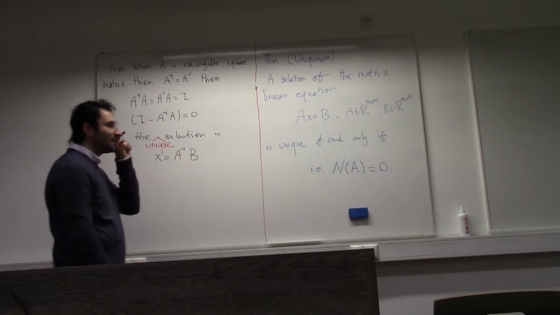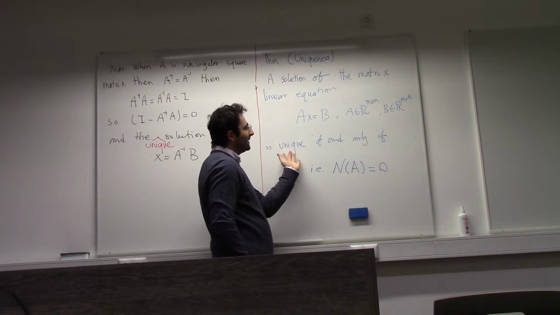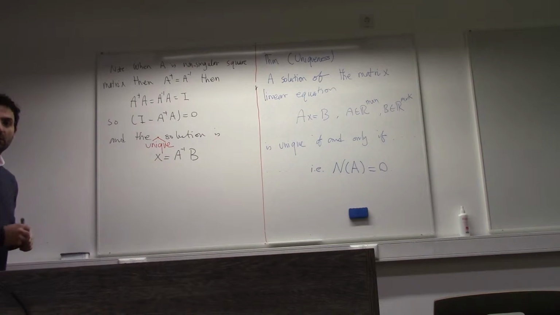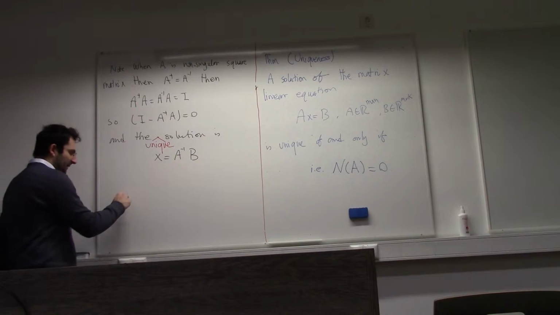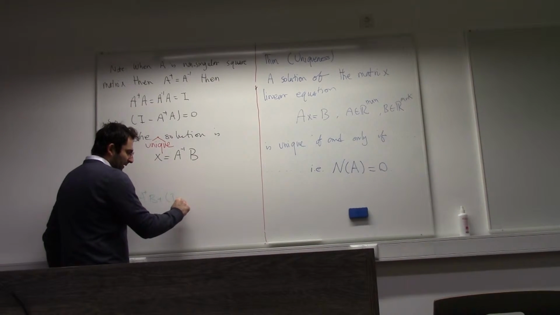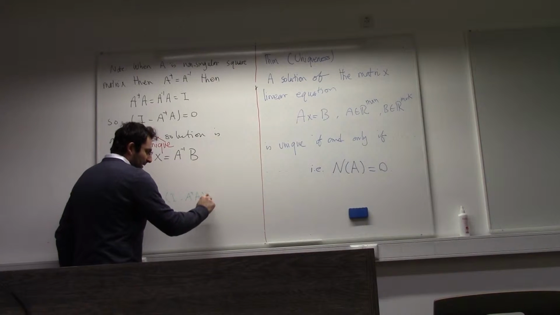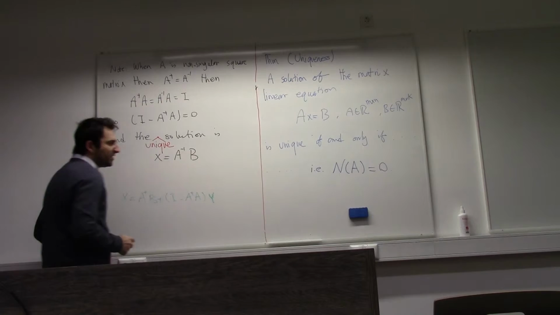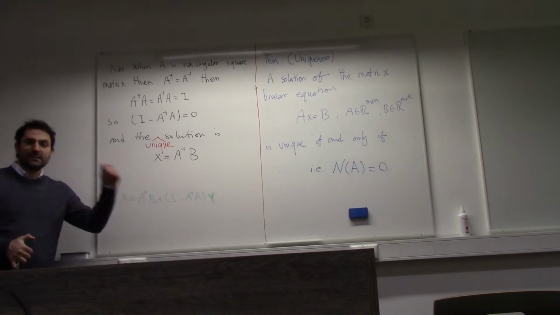Or we can complete this one. It is a unique solution if and only if the y part is 0. The arbitrary part is 0. Okay, very good. Let's write x was A plus B plus I minus A plus A y, right? So it's unique if the arbitrary part is 0.